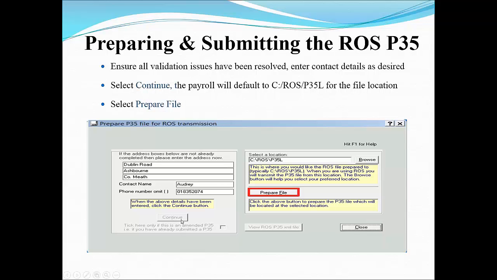Okay, so just here. The payroll will default to a destination of the ROS folder on the C drive, and within that a P35L folder. So if you're happy enough with that location, you can just click on Prepare. If, for example, you have ROS maybe on a different machine, you may need to browse there and select maybe your memory key to save the P35 to.